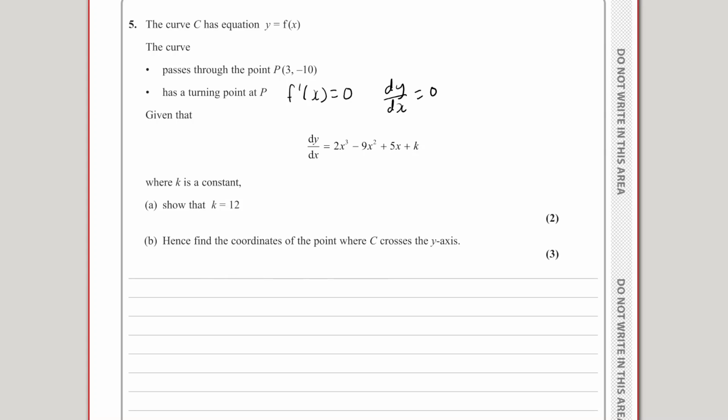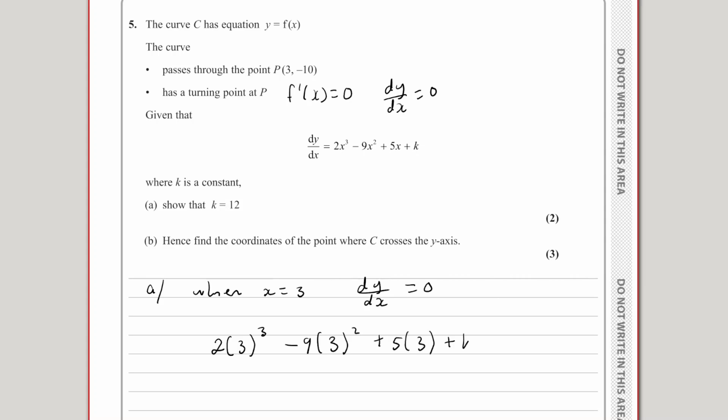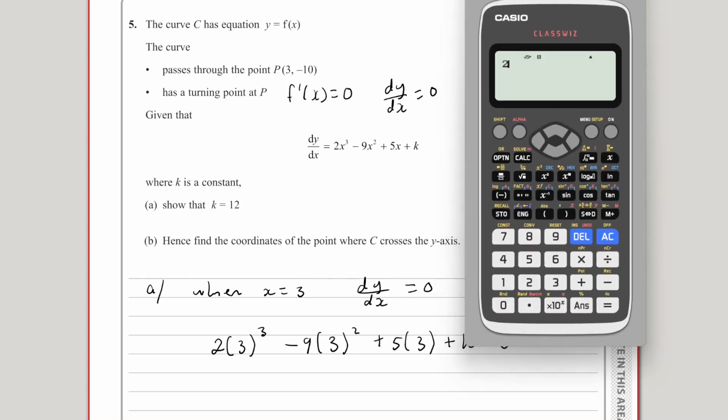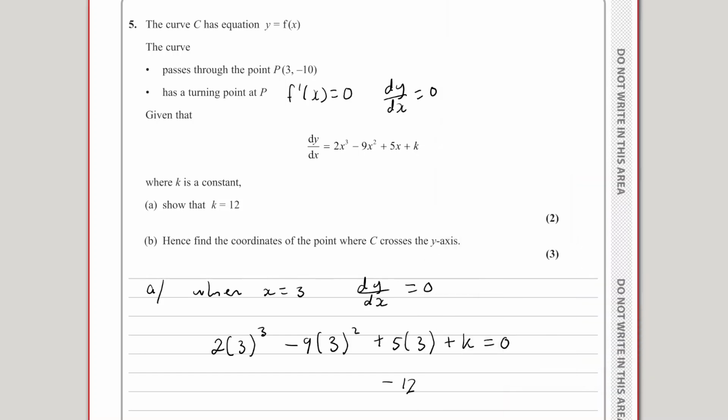So we know dy/dx equals 0 when x is 3. So when x equals 3, dy/dx is 0. So we should just be able to substitute in 3 and make it equal to 0 and find k. So 2 times 3 cubed minus 9 times 3 squared plus 5 times 3 plus k equals 0. And 2 times 3 cubed minus 9 times 3 squared plus 5 times 3 is -12. So -12 plus k equals 0. So k equals 12.